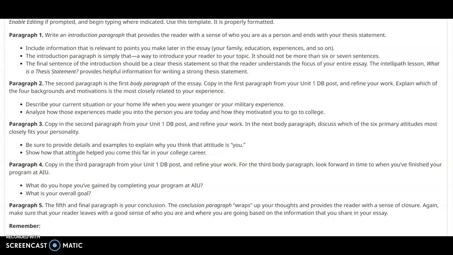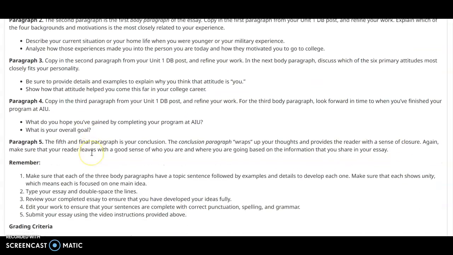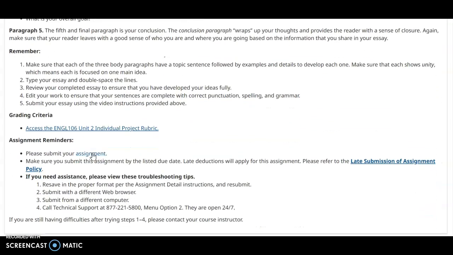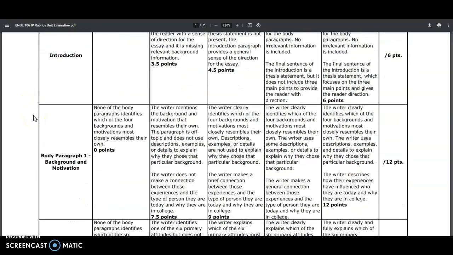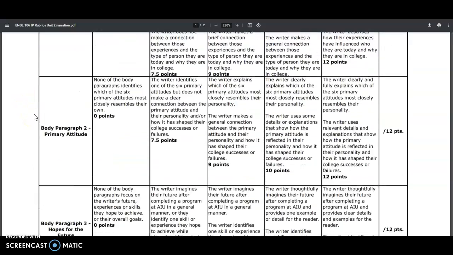The rubrics that the instructors use to evaluate your work look like a table. You can access the rubric by looking under the grading criteria heading and clicking on the link. Let's take a look at an individual project rubric for English 106. The first column of the table lists the grading criteria or categories that will be evaluated.